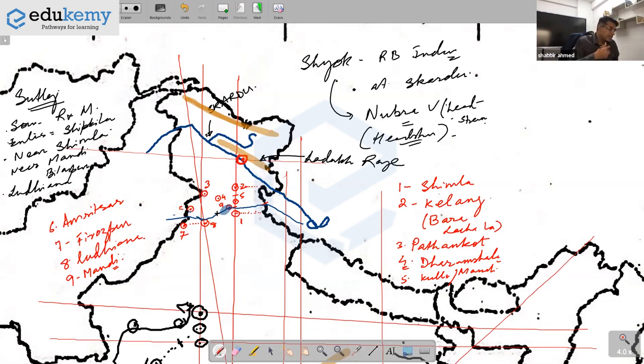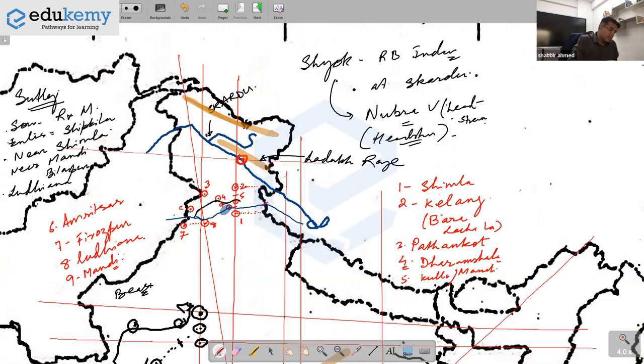The next river is Bias River. Now, Bias River's source is from Kullu Manali. It passes from near Mandi. Okay, it joins Satluj. So from near Kullu Manali, from near Mandi, it also passes through Dharamshala and then it goes and joins Satluj.